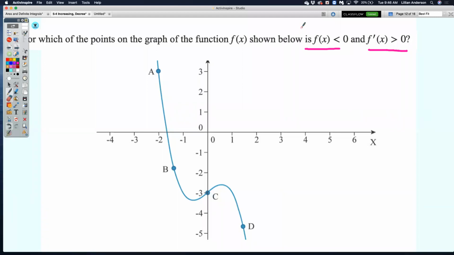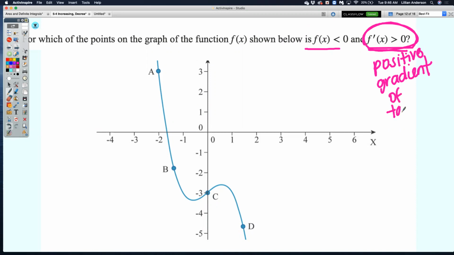Well, the first thought I had was it's a positive gradient, so the gradient of the tangent would be above 0. And I thought about how it's a negative y value, so it would be less than 0. That's exactly what I would have said.